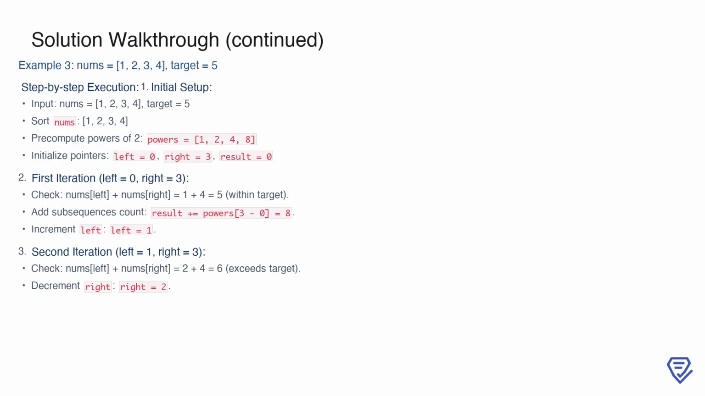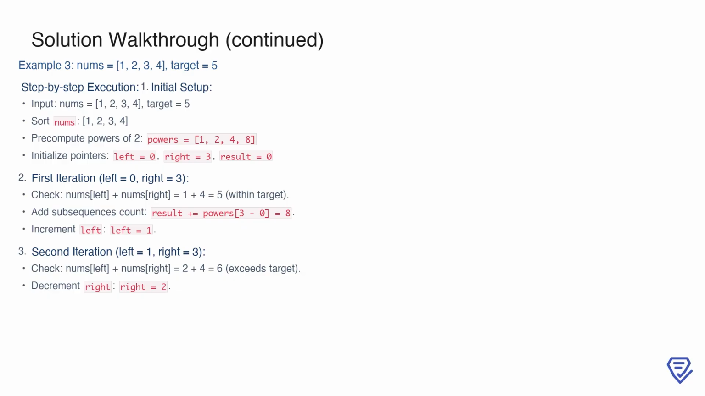In the first iteration, the sum nums[left] plus nums[right] is 1 plus 4, which equals 5, which is within the target. We add the count of subsequences using powers[right - left], which is powers[3 - 0], equals 8. Then, we increment the left pointer to index 1.